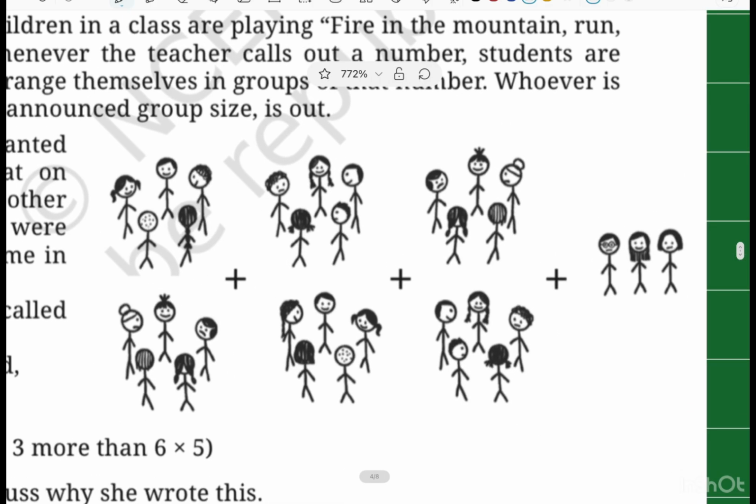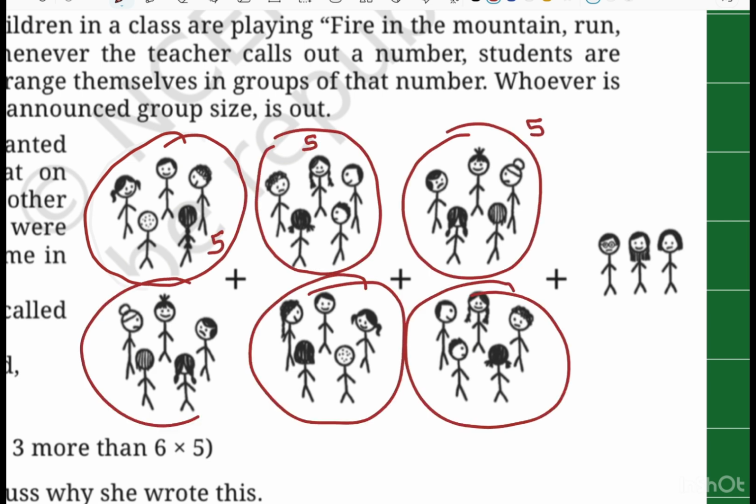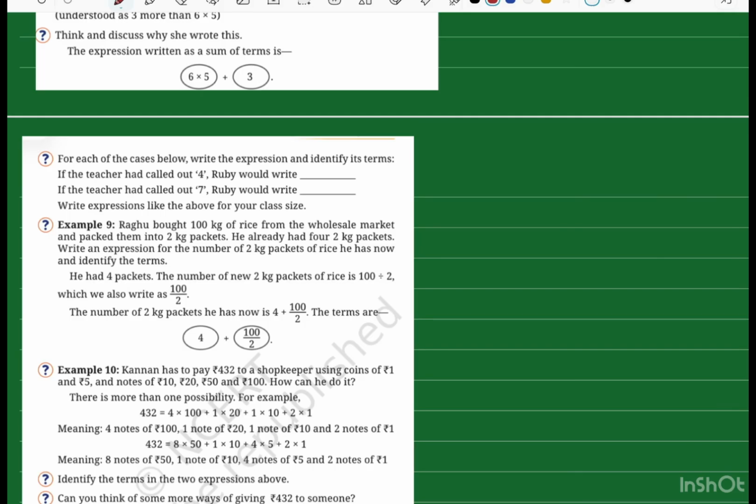Once children settled, Ruby wrote 6 into 5 plus 3, understood as 3 more than 6 into 5. First, the teacher called the number 5, then the children are grouped in fives. The remaining children, 3, were standing on the other side. So the expression is 6 into 5, that is 6 groups of 5s, plus 3. The total number of students is 30 plus 3, that is equal to 33.